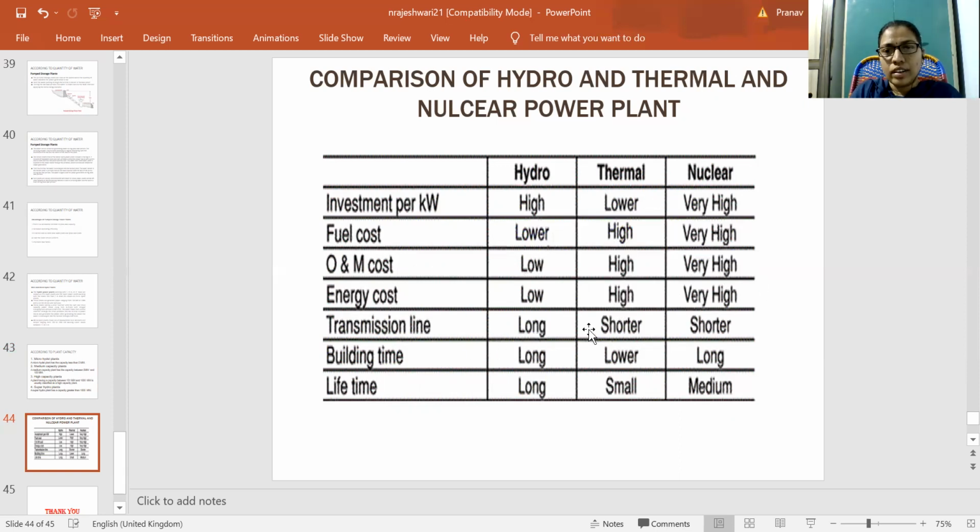Transmission lines are long for hydro, shorter for thermal, and in nuclear also shorter. Building time is long for hydro, lower for thermal, and also long for nuclear. Lifetime is long for hydro, small for thermal, and medium for nuclear. So these are the comparisons between the three types of power plants.